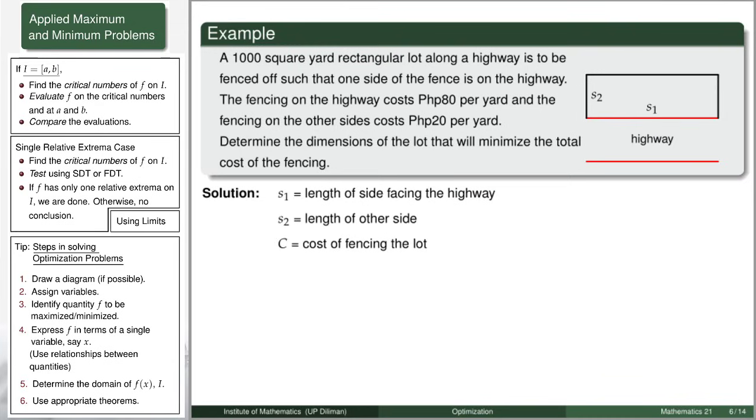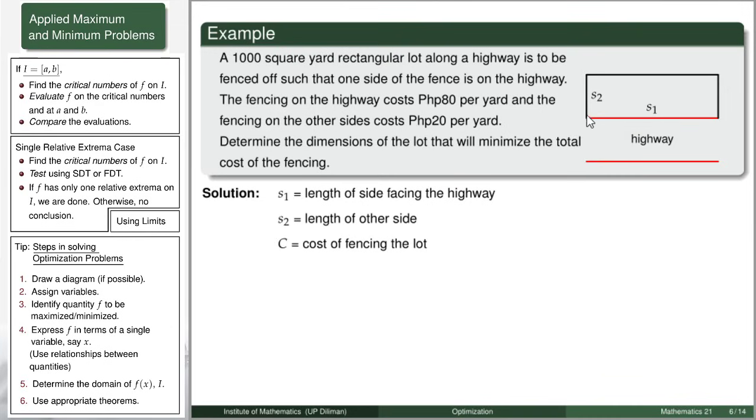Now, the question is, how do we obtain the cost of the fencing? Each part of the fence, as I point here, has a cost, and the cost per part of the fence is just given by the length times the price. For example, since this is not adjacent to the highway, the total cost of this length here will just be the length, which is S1, times the price, which is 20 per yard, and that will give me the total pesos for that part of the fence. Since I have 4 sides, I'll just add them.